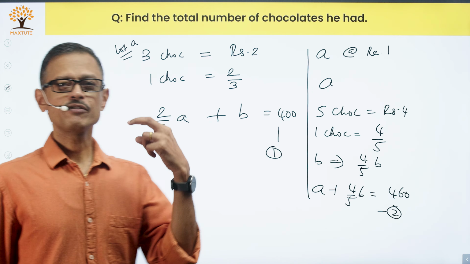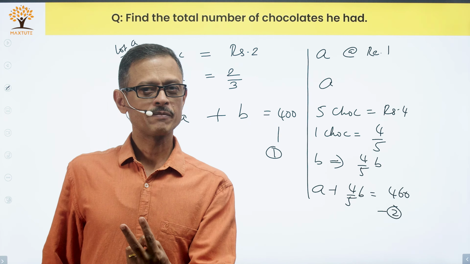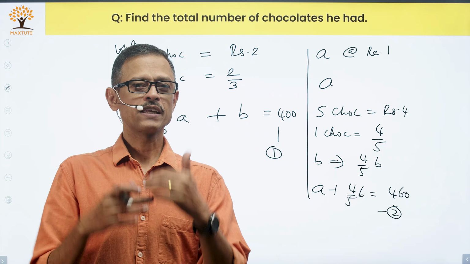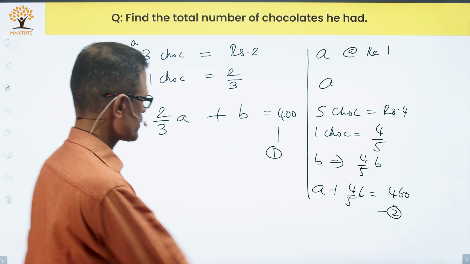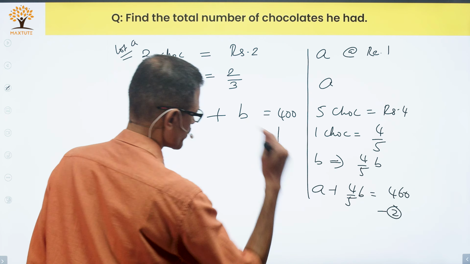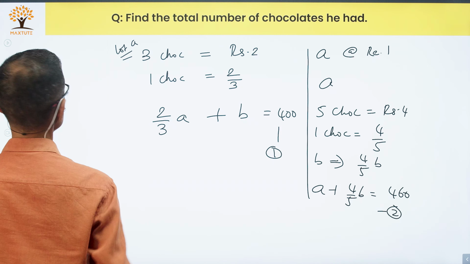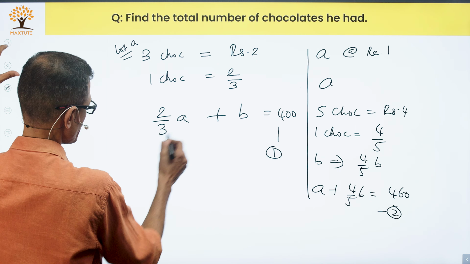So what do we see? We have two linear equations in two variables. So this question is a question from pair of linear equations in two variables. We'll have to solve for A and B. Let's do that. What we'll do is we'll multiply the first equation by 4 by 5. So what will we get when we multiply it by 4 by 5?